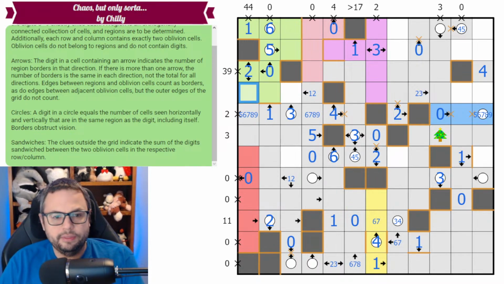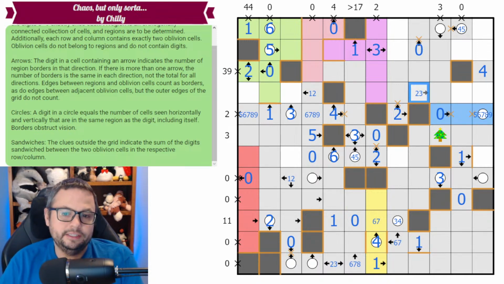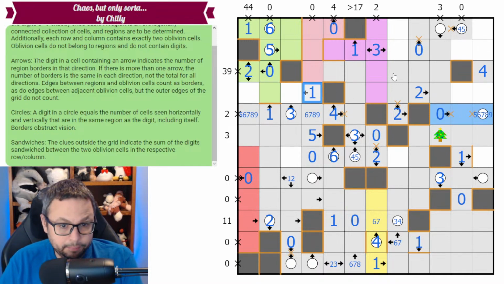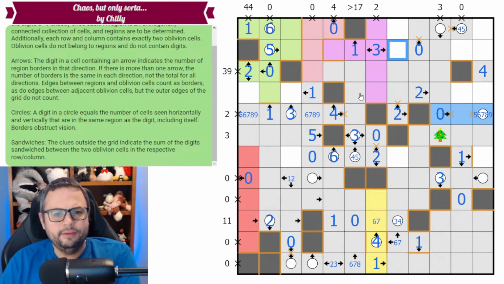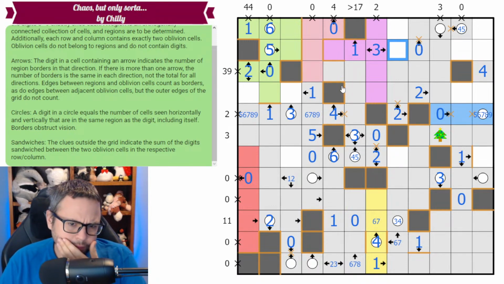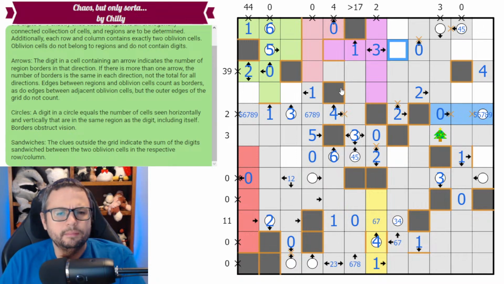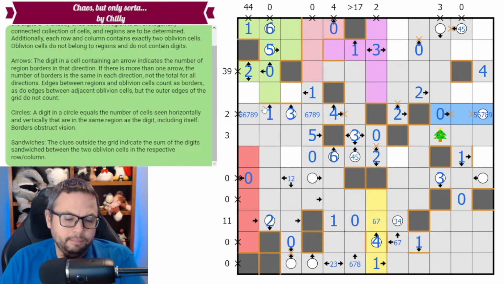Wait, sorry, that's not true. This could be the 3. Never mind, sorry. I agree this isn't the 3, but this could be the 3, right? So I just know that one of these two is the 3, which does tell me that this is a 2 and this is a 1. Which does something, something, something? Possibly. Oh, the 3 also places a border. That's helpful, because that's also an arrow.